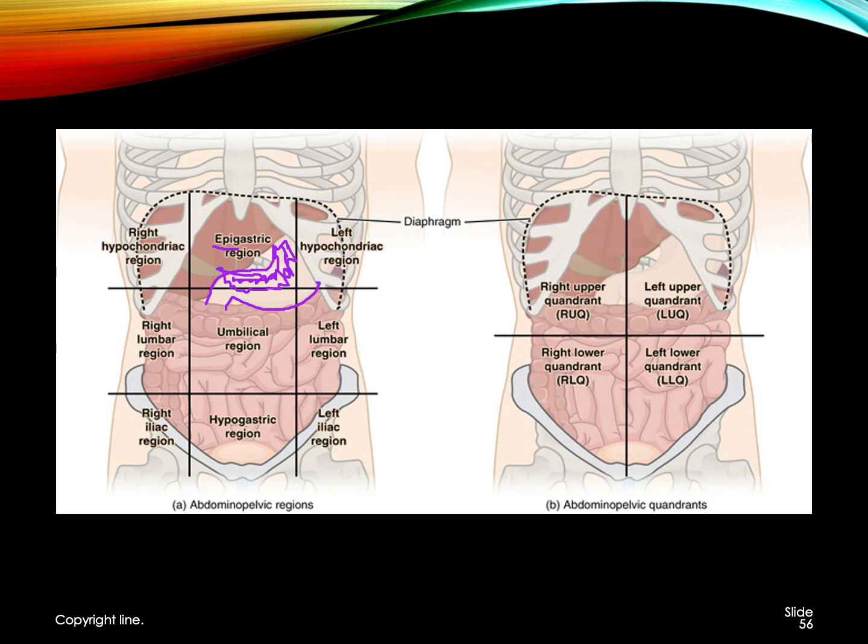And then on either side of that are the left and right hypochondriac regions. Now remember, chondro means cartilage or ribs. So it helps me to think of the hypochondriac regions being kind of right by the ribs. And then let's go to the bottom. So we have the hypogastric region, which is clearly below the stomach. And then on either side, we have our left and right iliac regions, also sometimes referred to as the inguinal regions.